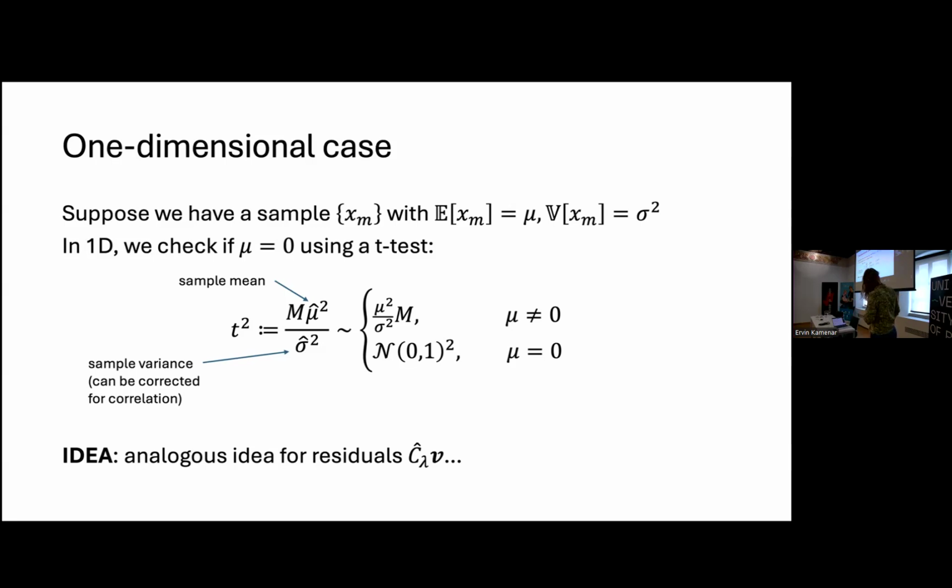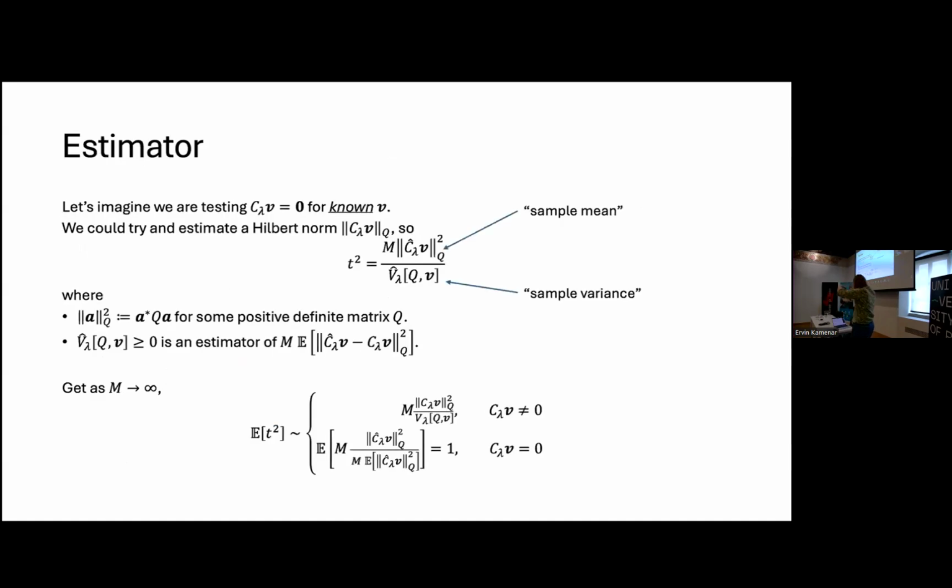And I can just figure out what the probability of this thing is. Okay, so the hope is to do something analogous for these residuals. If we know exactly what our V is, I know that this might be an eigenvector, and I'm going to test to see whether it's 0. We basically want to test whether, given C hat lambda of V, right?